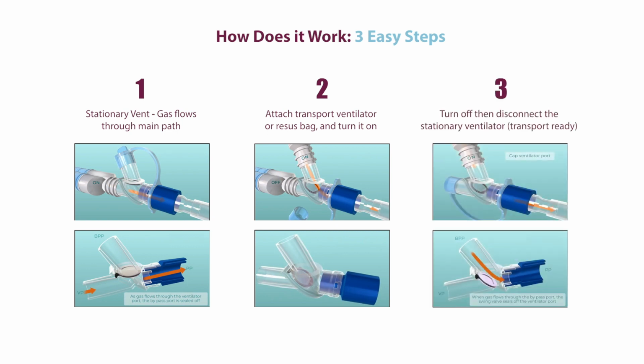Number 3. Put your stationary ventilator in standby mode or turn it off. This instantly activates the swing valve within Flusso. At this point, you can safely disconnect your circuit and transition the patient therapy, i.e. change HME, or transport the patient, always ensuring to cap the ventilator port.